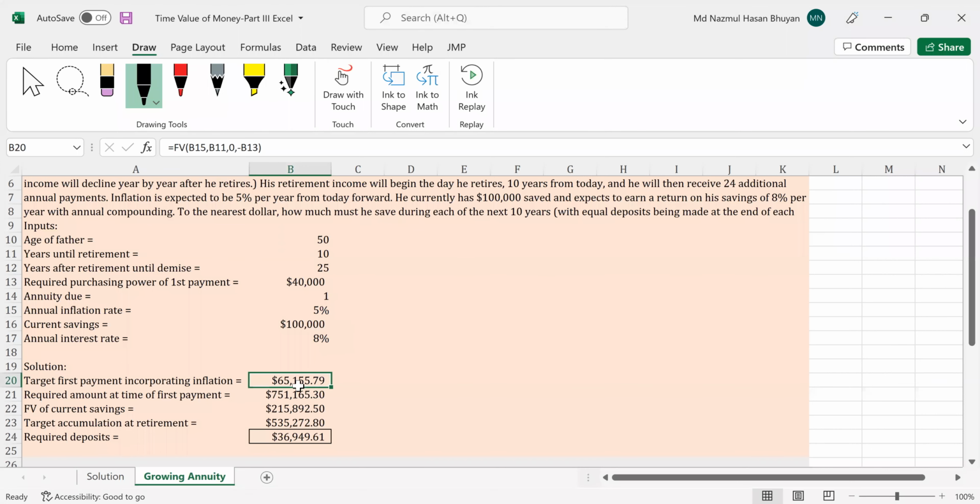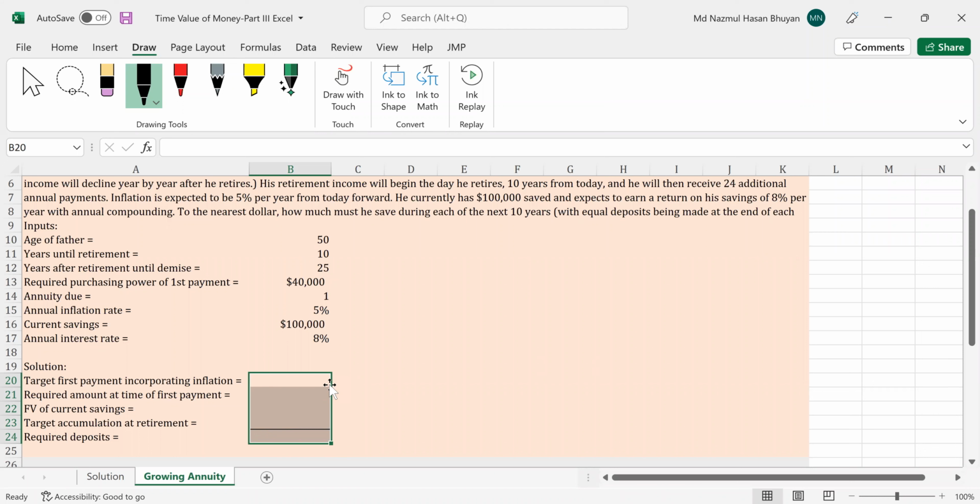Hello everyone. Today we are gonna cover some problems related to growing annuity. So here, your father is now 50 years old. This is just an assumption. And then he's gonna retire 10 years from now. And then he expects to live 25 more years after he retires.